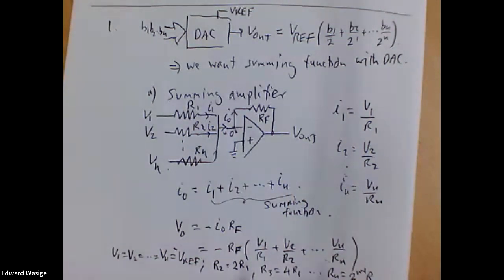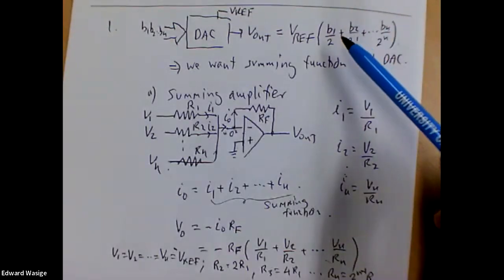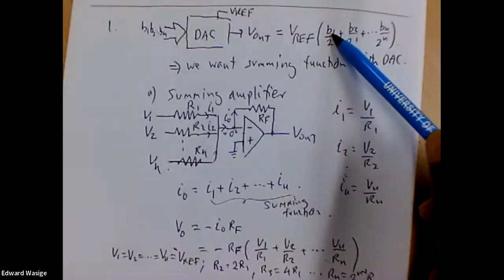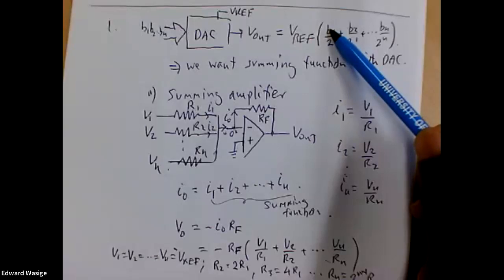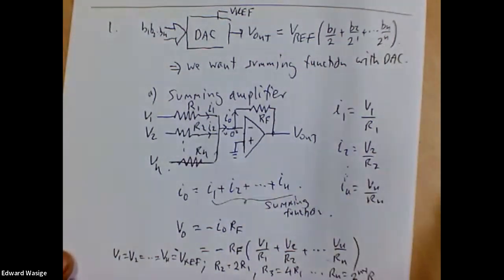But for it to work as a DAC, we need to introduce switches. If B1 is a 0, we don't use this current in the total sum. If any of the bits is a 0, that current should not count towards the output voltage. So I already drew this; this is a summing amplifier.